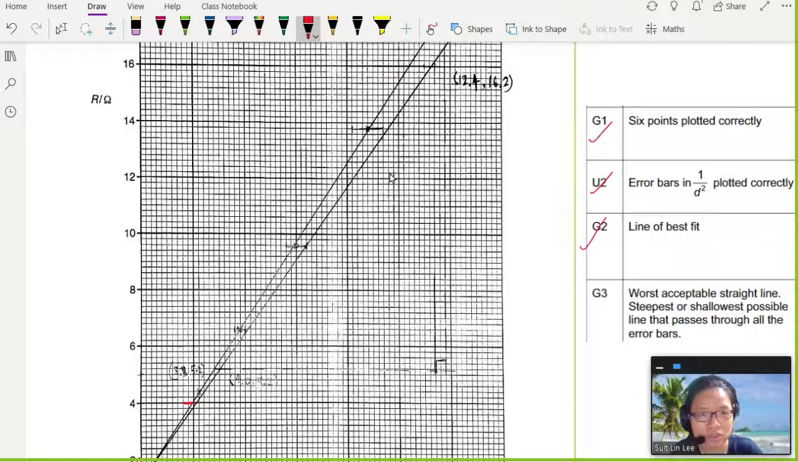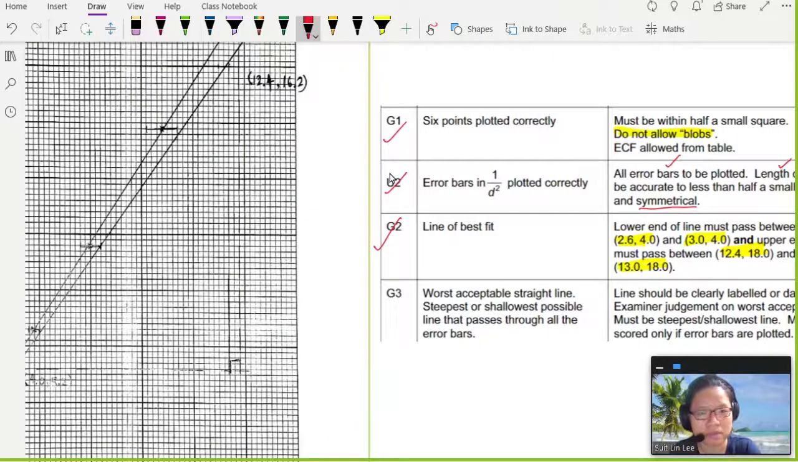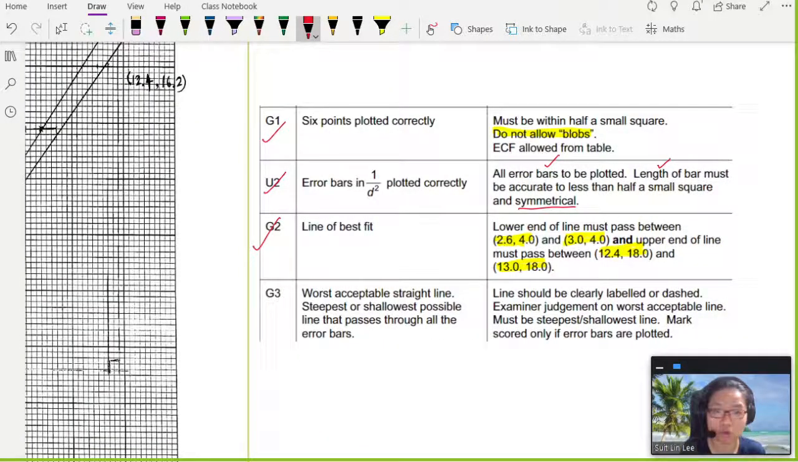Alright, so this is okay. Worst acceptable straight line, steepest or shallowest line. Lines should be clearly labeled. I don't suggest dashing, because you also dash your triangle and then you dash your second line. Then you have too many dashes, and your marks also dash away. Examiner judgment on worst acceptable line: must be steepest and shallowest. Marks scored only if error bars are plotted. So if you run out of time and didn't plot your error bars, you can just throw this away already.